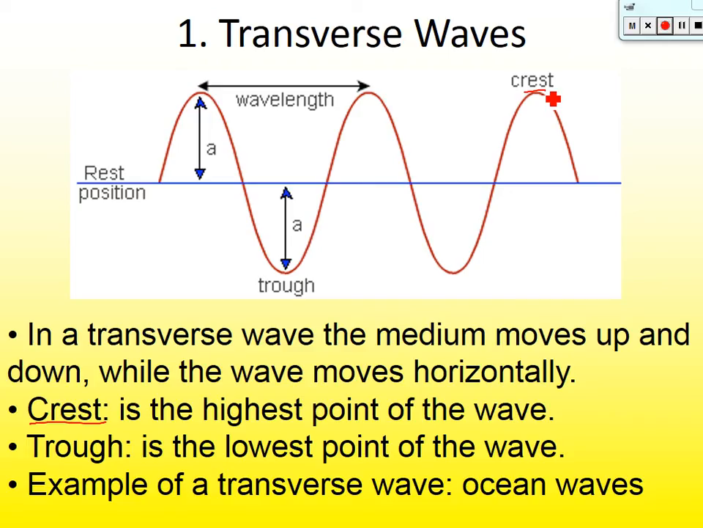Now, another part is called the trough. The trough is what? The bottom or the lowest point of the wave. So this is a trough, and also this would be a trough. Okay, examples of transverse waves are ocean waves. The disturbance moves up and down, but the wave travels perpendicular to that.